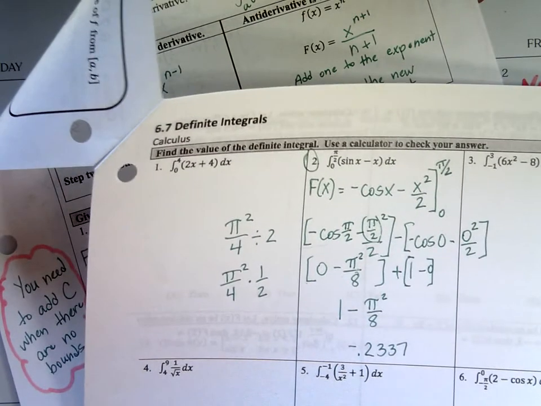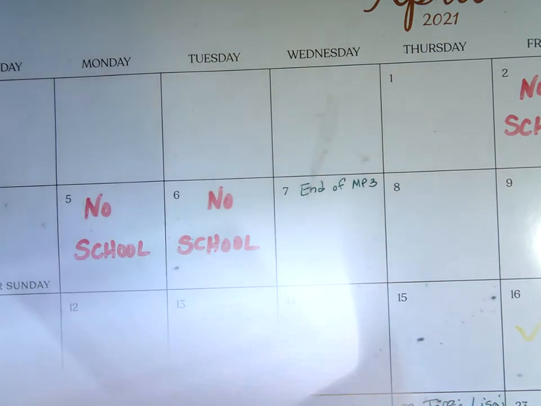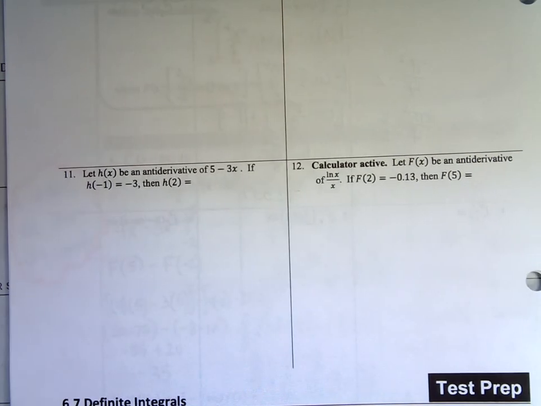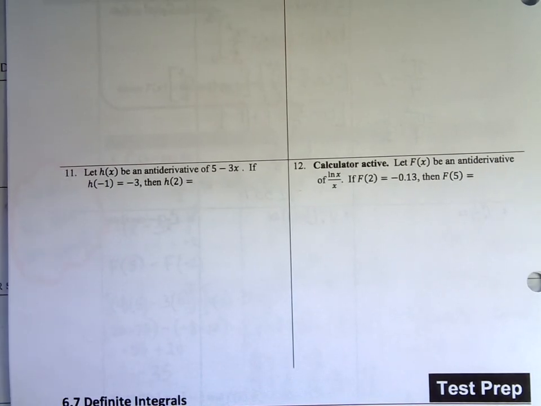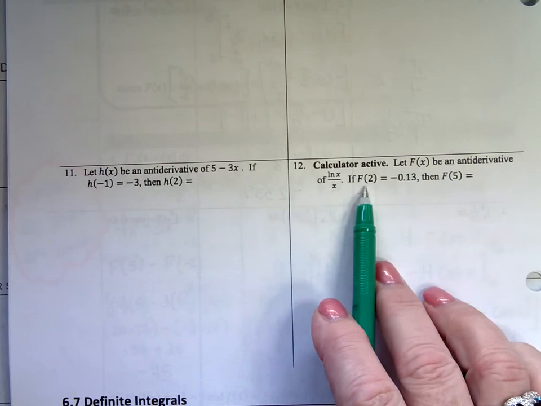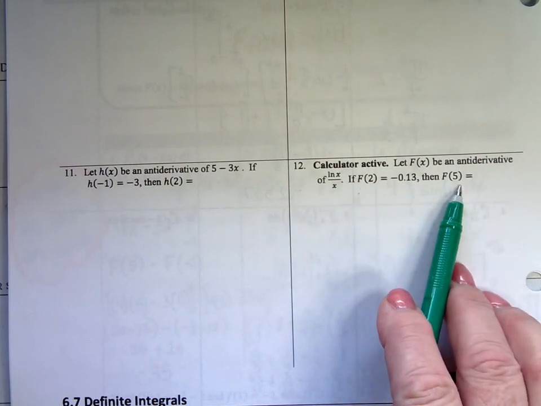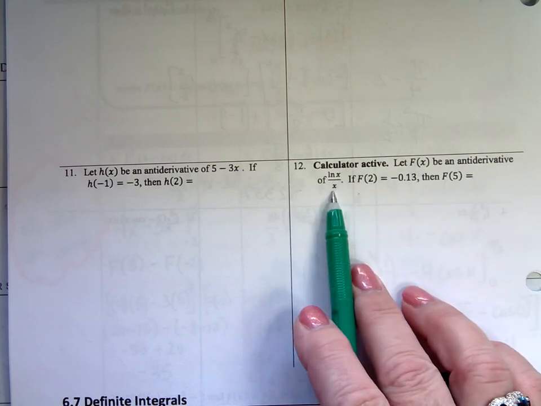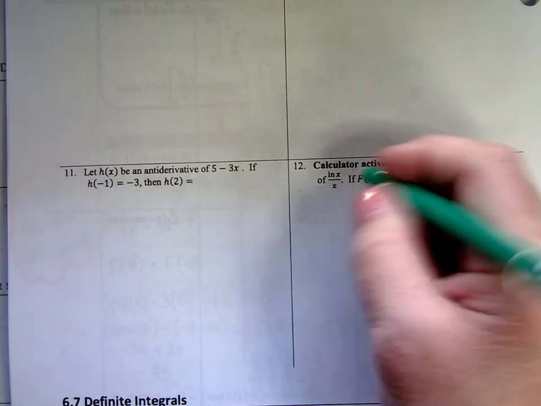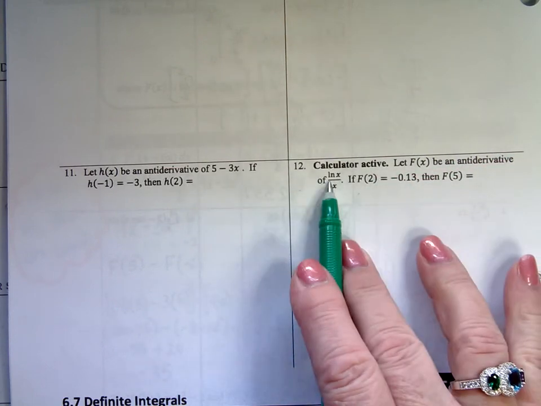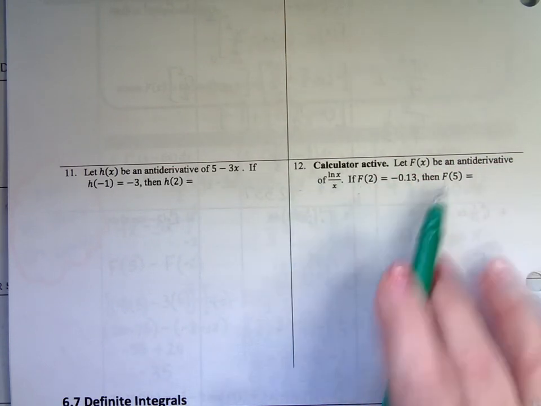Number 12 is the next one that I wanted to look at. It's very, very similar, except the wording is just slightly different, and so I don't want it to throw you off, but capital F of 2 is negative 0.13. What's capital F of 5? And the antiderivative is ln of x over x. This is done the same exact way. They're all antiderivatives, this guy capital F is an antiderivative, so you can use the same methodology to figure this out.